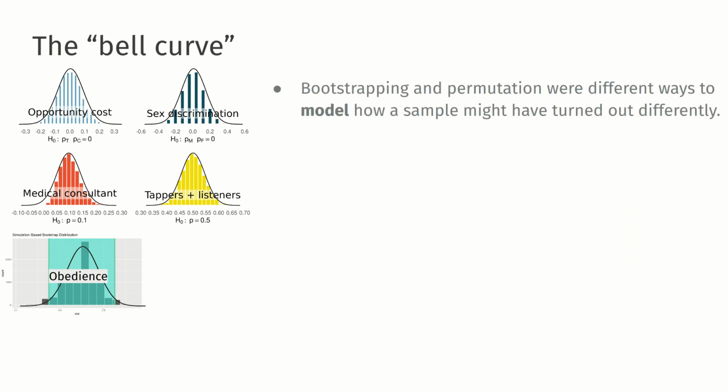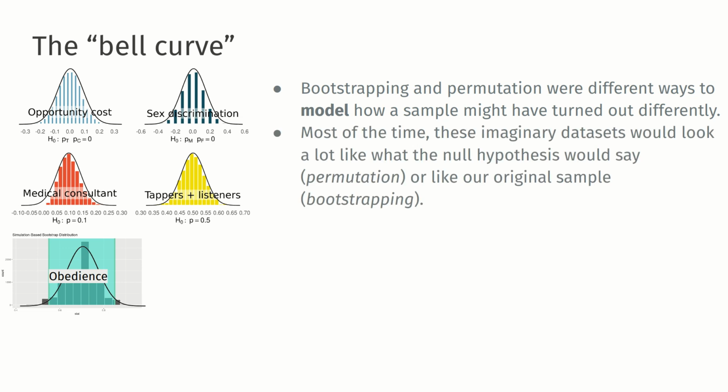as a reminder, bootstrapping and random permutation were ways that we could model how a sample might have turned out differently. And most of the time, those imaginary data sets that we simulate would look a lot like what either the null hypothesis would say, if we're doing random permutation, or like our original sample, if we're doing bootstrapping. But sometimes, by chance, they might end up looking very different.